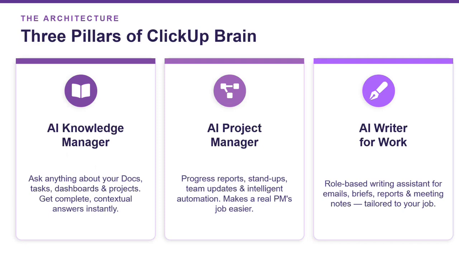ClickUp Brain is built on 3 pillars, and they all work together. The left one is the AI Knowledge Manager. This one answers questions about your docs, tasks, dashboards, and projects. You ask it, it finds the answer and gives you the context. In the middle is the AI Project Manager. It helps you with progress reports, stand-ups, team updates, and smart automation. It won't replace a real project manager, but it makes their job a lot easier.